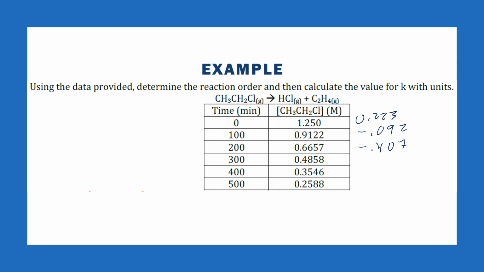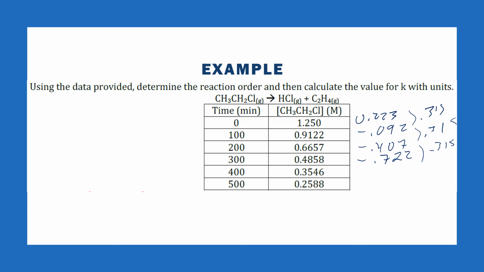0.4858, the natural log of that is negative 0.722. So now I want to see if that changes consistently. So you'll just subtract, and you get a difference here of 0.315, and you get a difference here of 0.315.